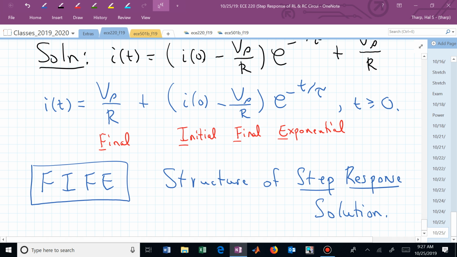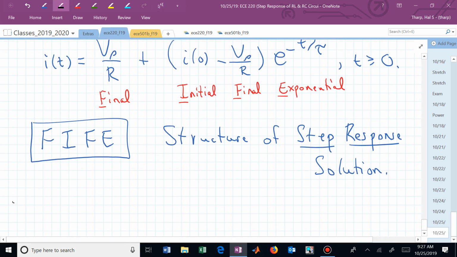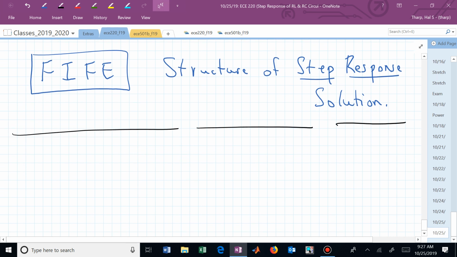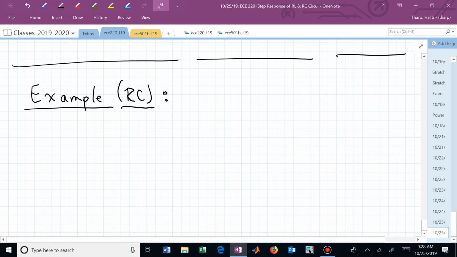Let's go through an example and see if we can make this more clear than I hope it's already crystal clear. But let's look at an RC example. Suppose, let me go ahead and do my switch here.